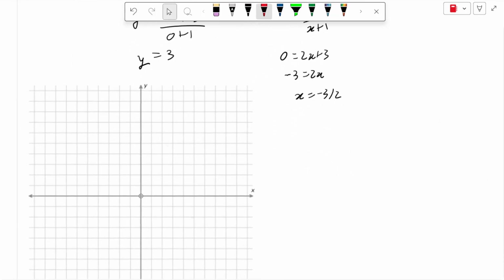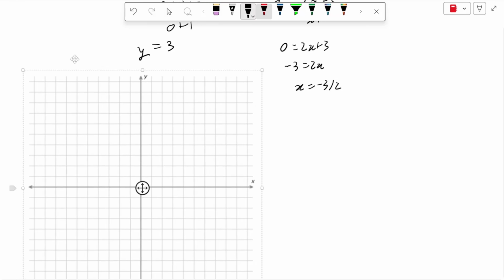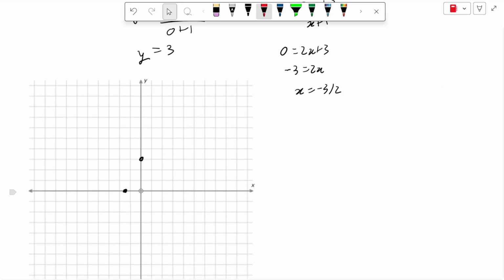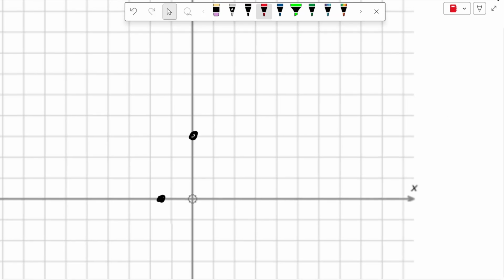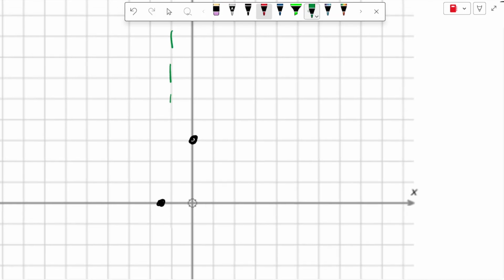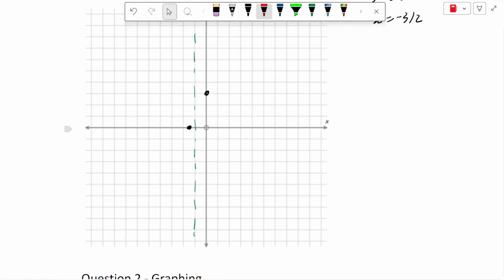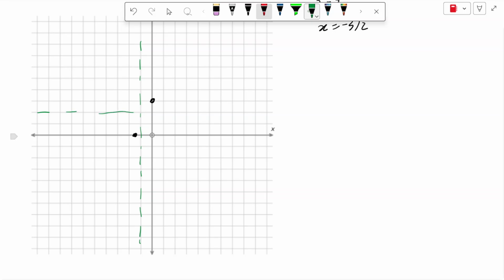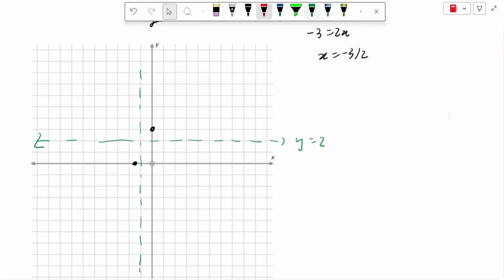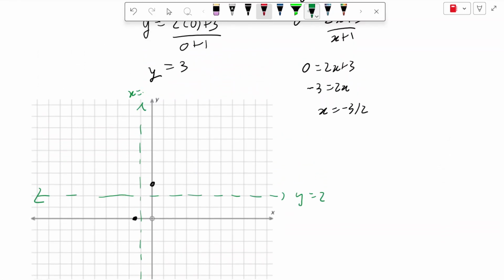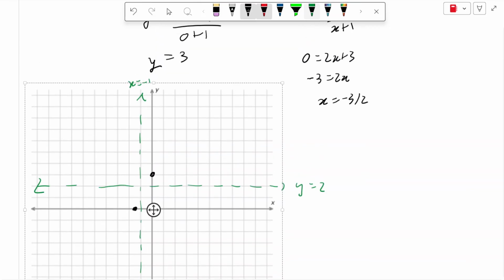Now we can graph this, putting in all the really important bits. So we're going to put in that y-intercept. We're going to put in the x-intercept. We're going to put in the asymptotes. So that's going to be at x is -1. We'll just put that up there. And I'm going to put the other asymptote in at y is 2. So there's that one. Label your asymptotes. Y is 2. X is -1. We better put a scale on this thing.